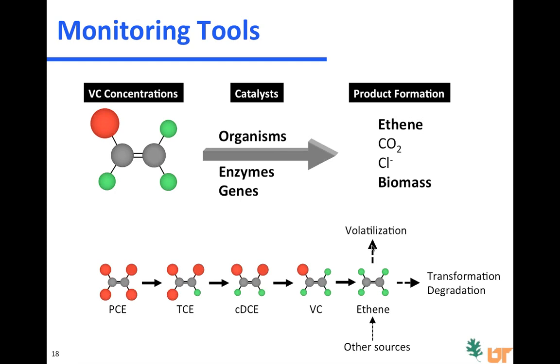Often we don't measure ethene. We measure vinyl chloride and other polychlorinated compounds, but not ethene. Then it's possible that ethene is not a conservative tracer for this process. So ethene can be transformed and degraded, and I give you an example in the next slide. And there's a possibility that ethene is coming from other sources. So it's possible that the ethene you find is not coming from vinyl chloride.